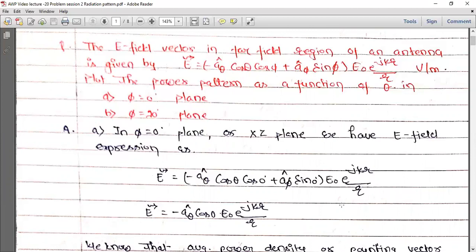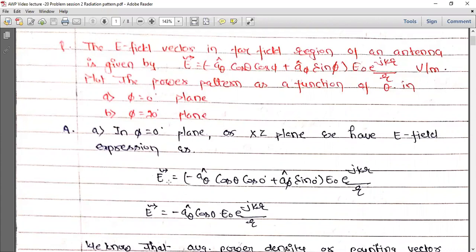and phi. That's why we substitute phi equals 0 in the expression of electric field intensity. Okay. So in the phi equals 0 plane, or xz plane, we have the electric field expression E equals this expression. What is the difference between this expression and the given expression? In the given expression, phi is general. Phi can take any value, but in this particular expression, we substitute phi by 0 degree.